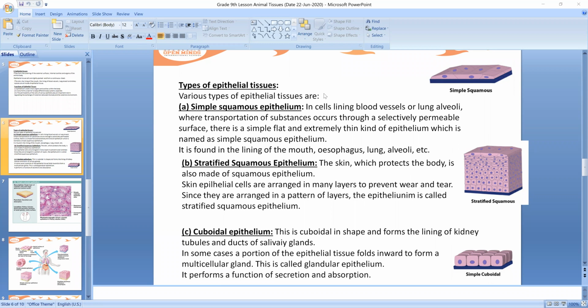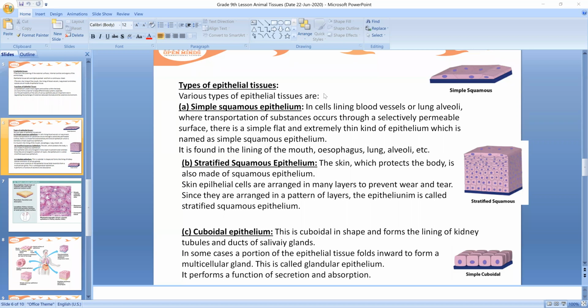They secrete saliva and digestive juices, ma'am. Yes, good. Saliva and digestive juices. I'm really impressed that at least one of the boys has responded. He has given the answer to the question. Other boys, please go through this lesson. You will be able to understand and give the answers to the questions. Teachers really feel happy when the students give the answers.